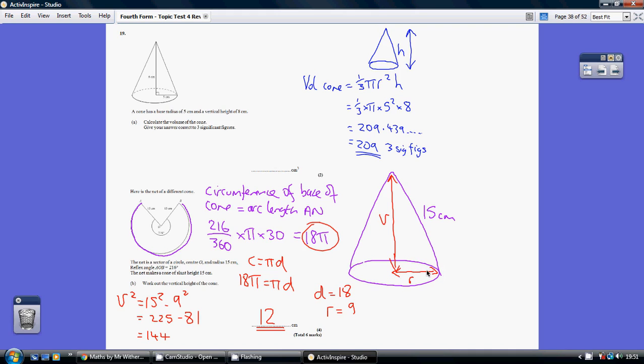So I'm nearly there now. I know that length is 9. I know this diagonal length is 15. I don't know this height straight up. Now this is a right angle. This is a perpendicular height.